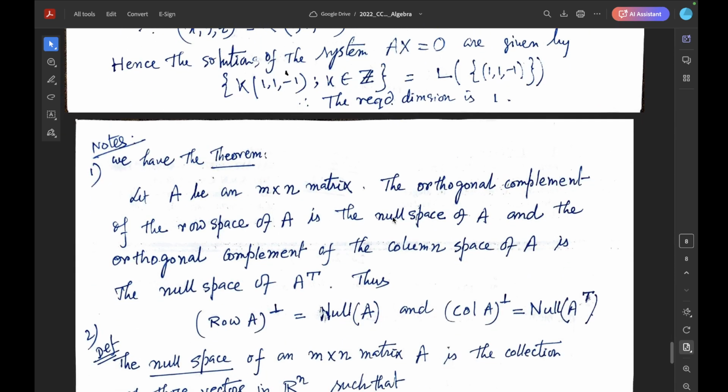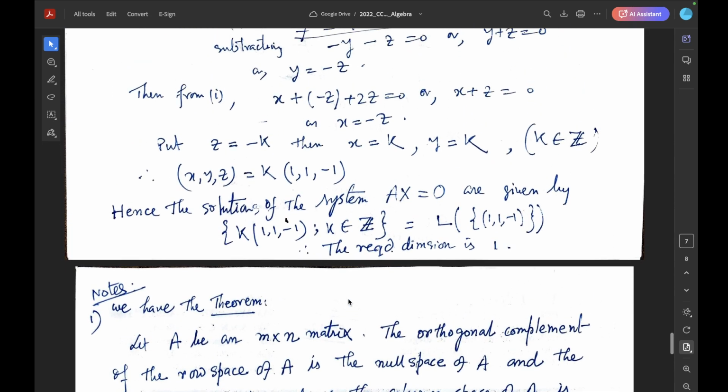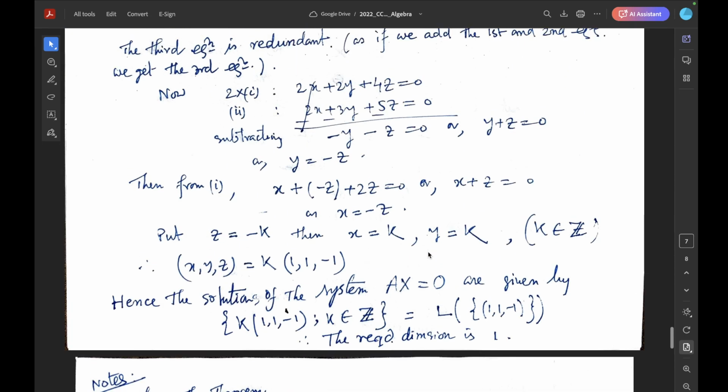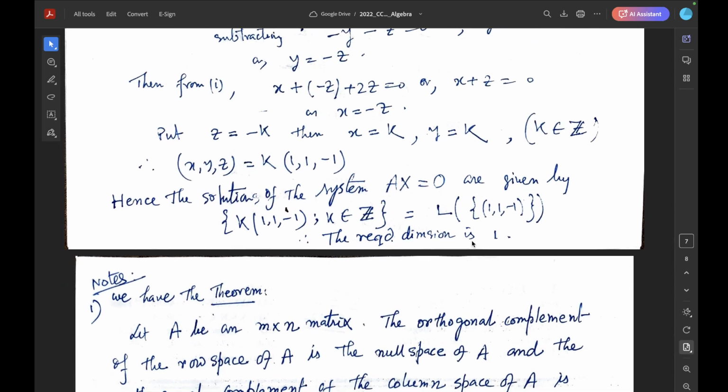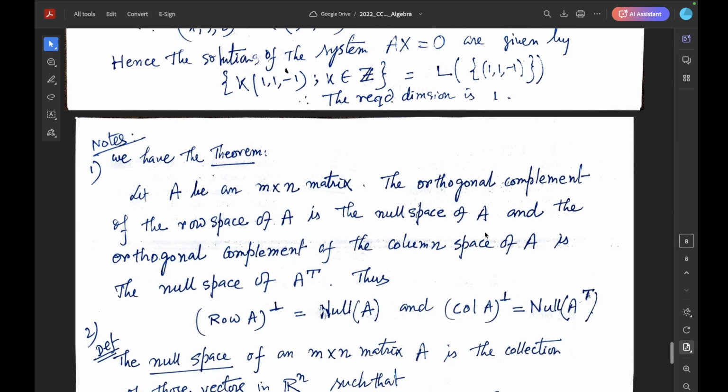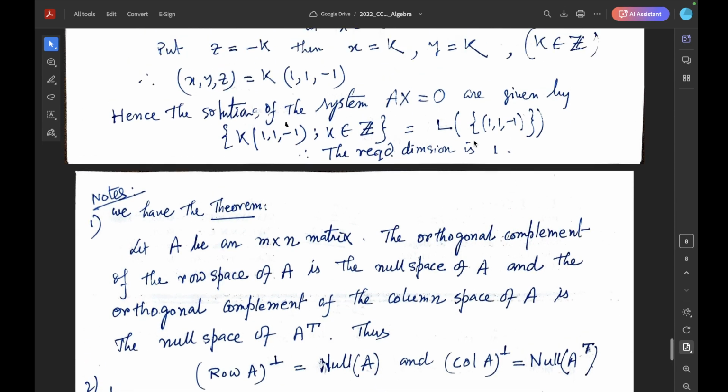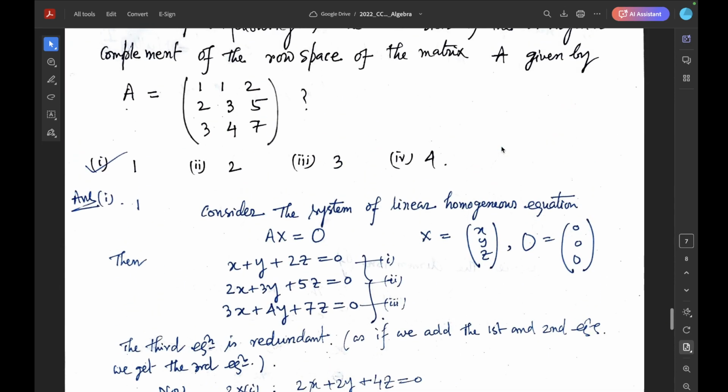So by this theorem, the orthogonal complement of the row space of A is called the null space of A. The null space of A is the corresponding solution of this homogeneous system. So this is the dimension of the null space of A. Actually this is the orthogonal complement of the row space of A. Hence the required answer is 1.